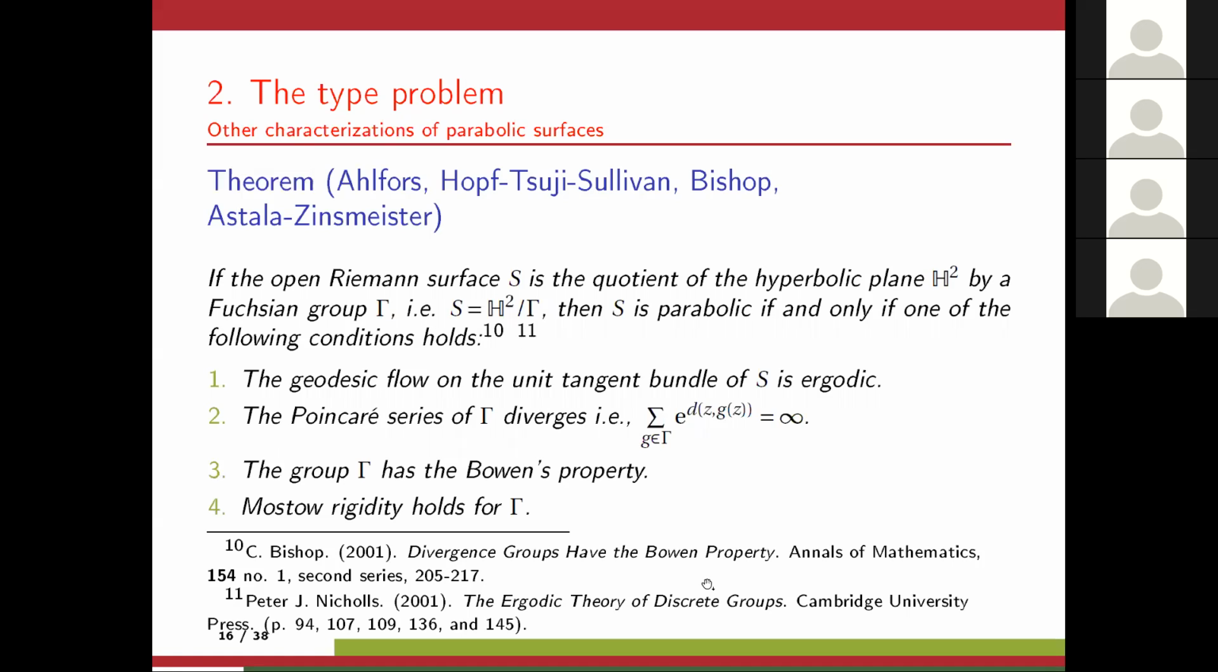Okay, this is the dictionary theory. If the open Riemann surface S is the quotient of the hyperbolic plane by a Fuchsian group gamma, then S is parabolic if and only if one of the following conditions holds. One, the geodesic flow on the unit tangent bundle of S is ergodic, or the Poincaré series of gamma diverges, or the group gamma has Bowen's property, or Mostow rigidity holds for gamma.